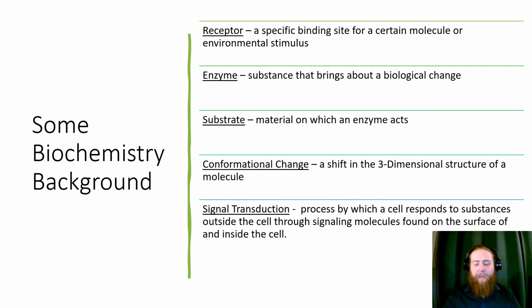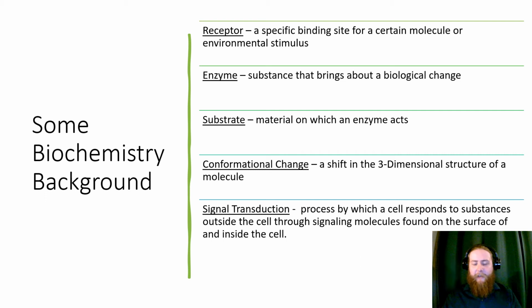An enzyme is a substance that brings along a biological change. Most of the time, these enzymes are made out of proteins. The substrate is a material on which an enzyme acts. The enzyme is what is causing that biological change, and the substrate is the material that is having that biological change from the enzyme. A conformational change is a shift in the three-dimensional structure of a molecule. For this purpose, we'll be mostly looking at proteins, but it can be a change in the three-dimensional structure of all kinds of molecules, sugars and nucleic acids.